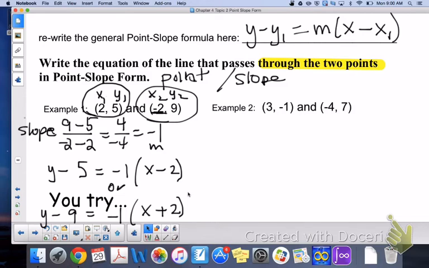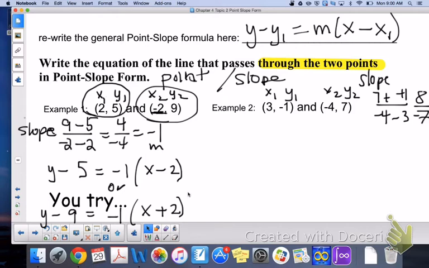So, next one, example 2, we have to first find the slope. You have x1, y1, x2, and y2. So my slope is y2, which is 7, minus y1, which is negative 1, over x2, which is negative 4, minus x1, which is 3. 7 minus a negative 1 is 7 plus 1, which is 8. Negative 4 minus 3 is negative 7.